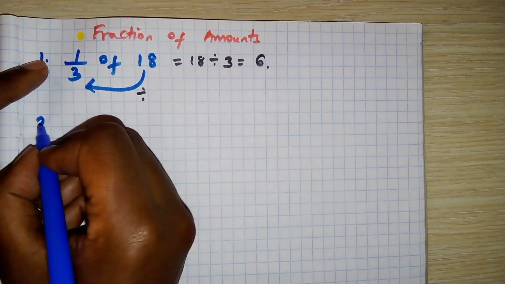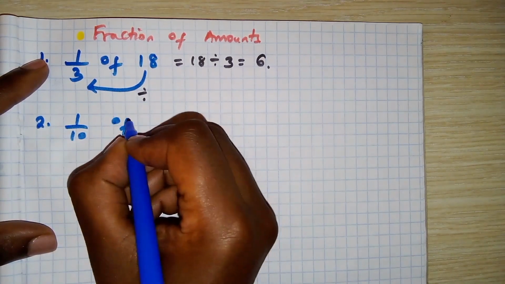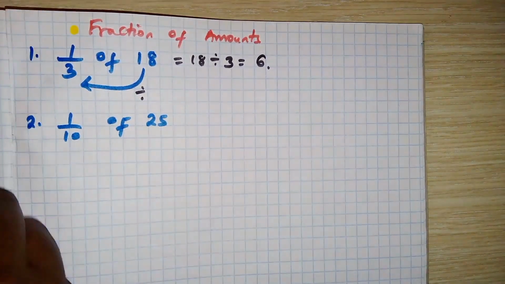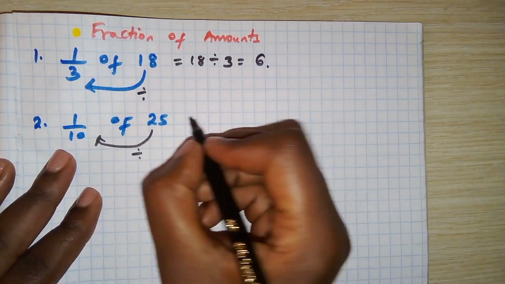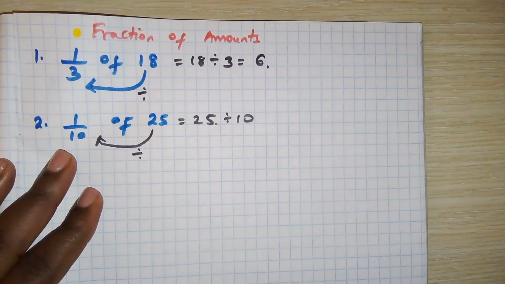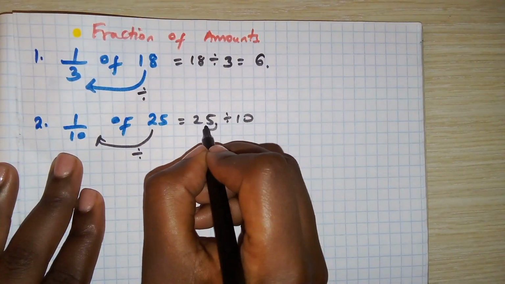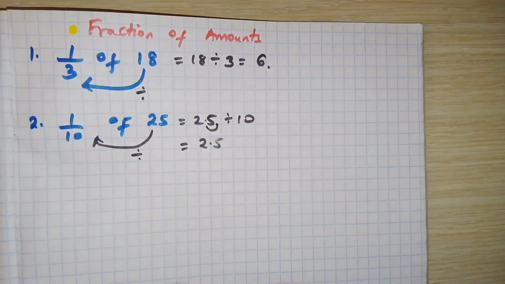Another question. Let's say we have a tenth of 25. So we do 25 divided by 10. There's no decimal point, so put it at the end and you move the decimal point towards the left once because it's a 10. So 2.5.